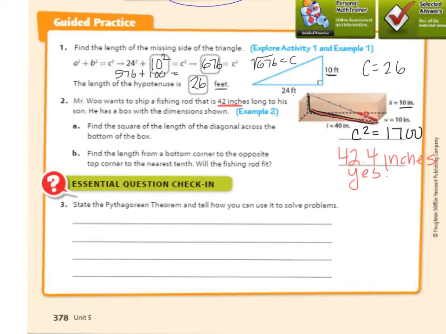So the last thing that we're going to look at here is our essential question check-in, question 3. And we are going to state the Pythagorean Theorem and tell how you can use it to solve problems. Well, the cool thing about the Pythagorean Theorem, as you know, is that it allows us to find missing side lengths of right triangles when two lengths are given. So remember that we've got our legs, and they are perpendicular and they form a right angle, and then we've got that hypotenuse here. And so we can use, given that we have any two side lengths, we can determine the length of the missing one.